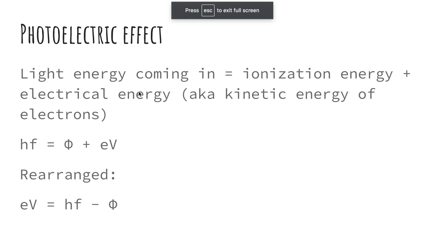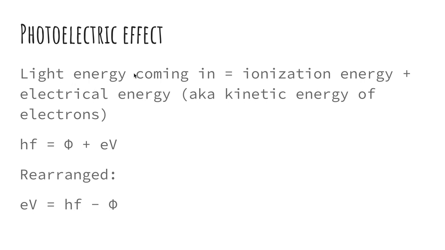So the photoelectric effect can be written as an equation. Light energy comes in, and it has to ionize the material. So ionization energy is going to be one of the output energies, plus electrical energy. Electrical energy is also known as the kinetic energy of electrons, because if electrons have kinetic energy, they are moving, so they're providing electrical energy.